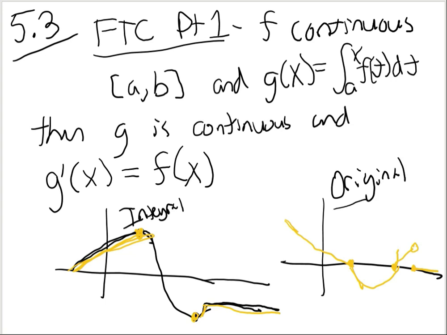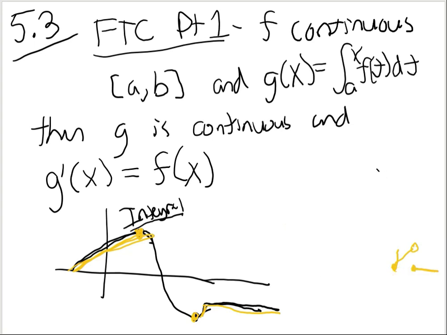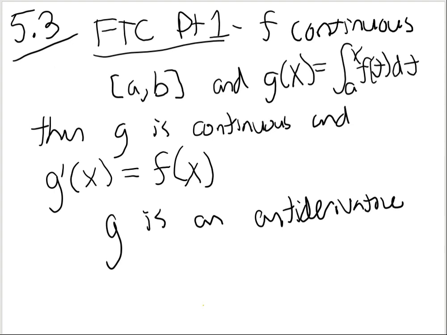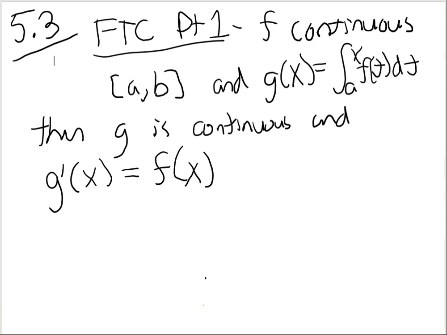And how did we go about saying that? Well, to get the original from the integral, I took a derivative. We have a word for that which we talked about previously, a couple sections ago. What that was, is that g is an antiderivative of f. And that's where we're going to get started with part 2 of the Fundamental Theorem of Calculus.